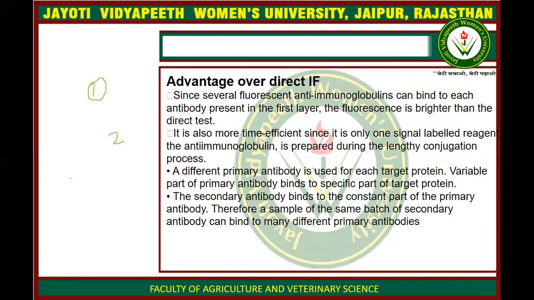And what is the fourth advantage? It will bind to the constant region, not the variable. So this is the constant region, and the secondary antibody will bind to this constant region, not the variable region. So more and more anti-antibodies can bind to this antibody because it has the ability to bind only to the constant region, not the variable. Only one antibody can bind to this variable region, while the constant region can offer more binding sites.